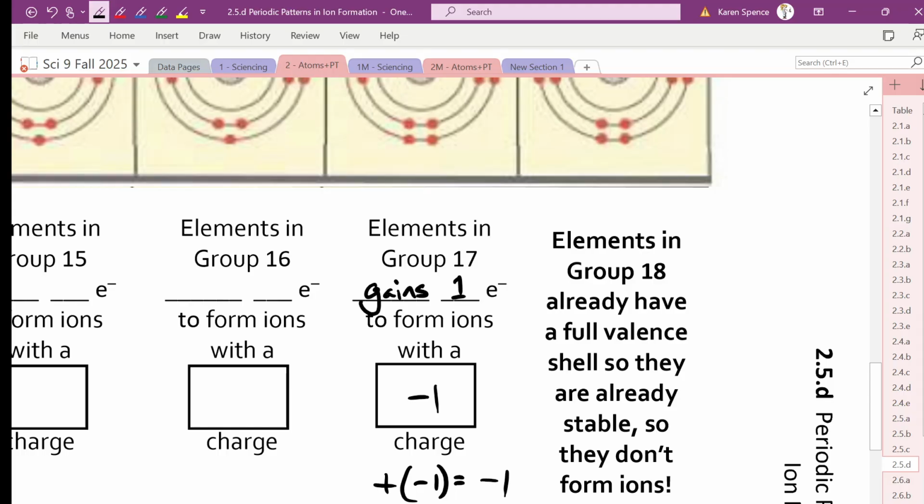Group 16, how many electrons in the outer shell? Group 16. 6. 16 has 6 electrons. Does it want to gain or lose electrons? Gain. How many? 2. So we are gaining 2 negatively charged particles. So we're adding -2. What is the overall charge? -2. So it gains 2 electrons.